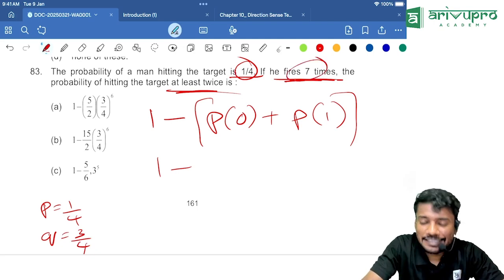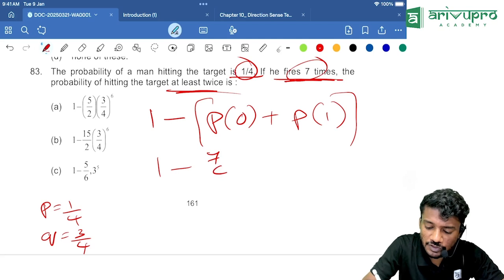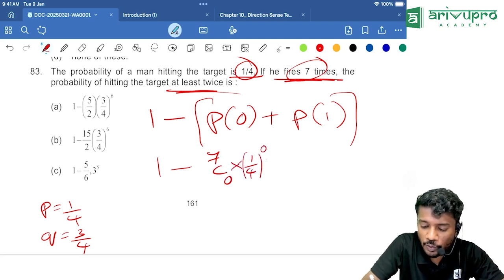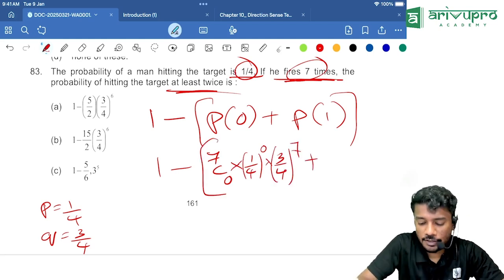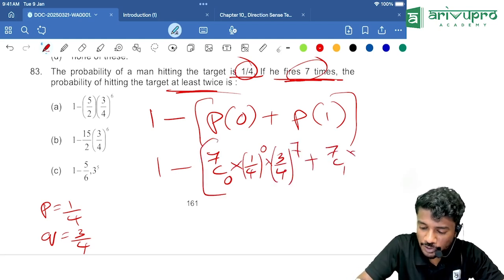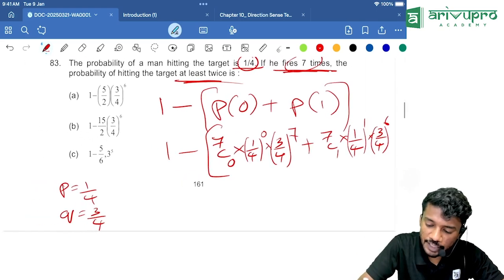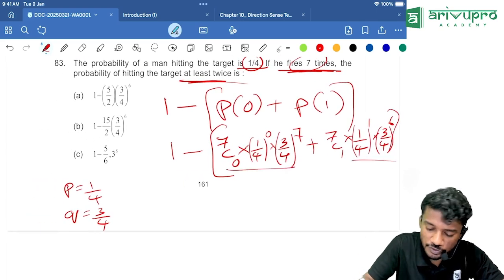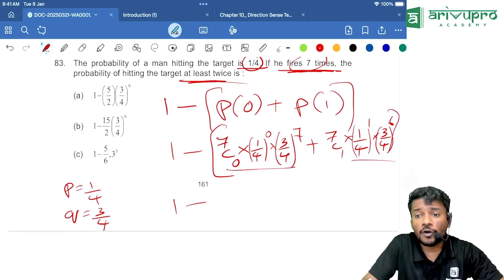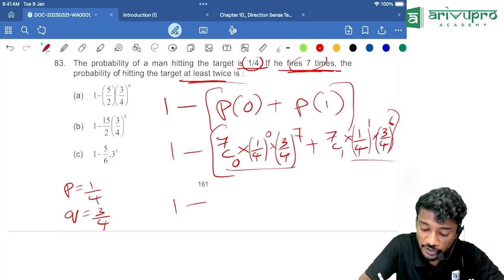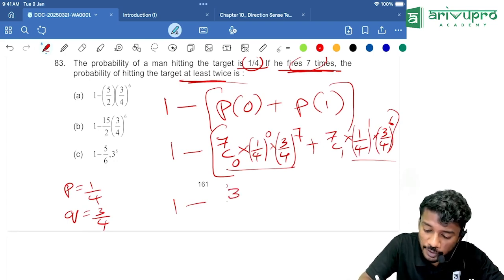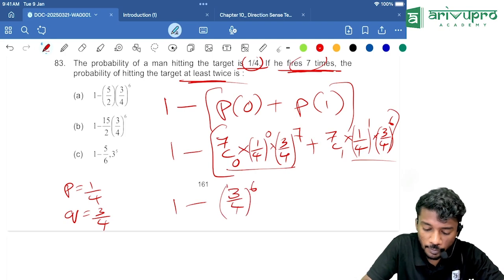N is 7. First one is 7C0 into (1/4) raised to 0 into (3/4) raised to 7, plus 7C1 into (1/4) raised to 1 into (3/4) raised to 6. Now my question is, what is common in both of these? (3/4) raised to 6 is common in both of them, right? I'm taking that common.